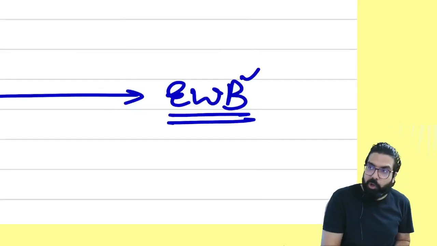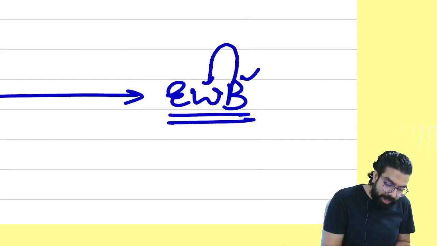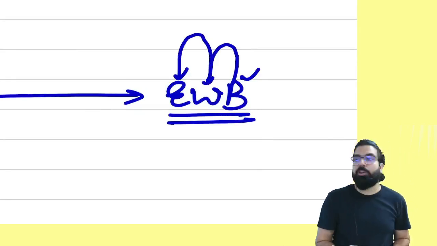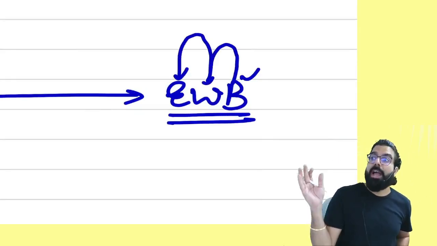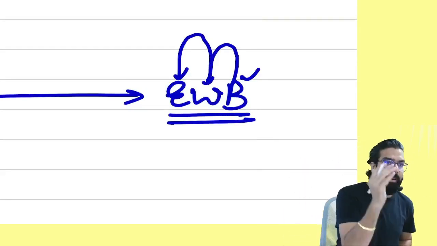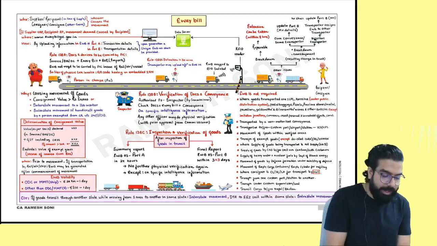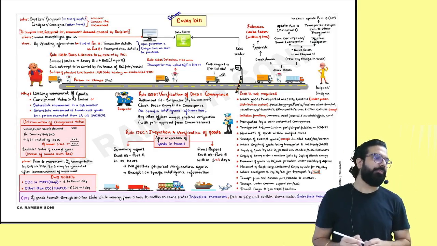A bill means a document which you need on the way, which you should generate electronically, and hence it is called electronic way bill. Chalo, let's go ahead and understand e-way bill.